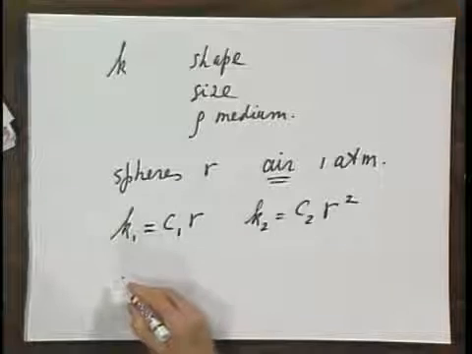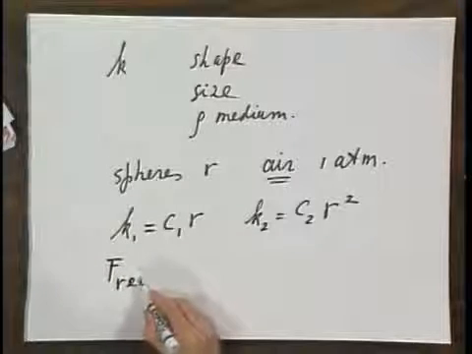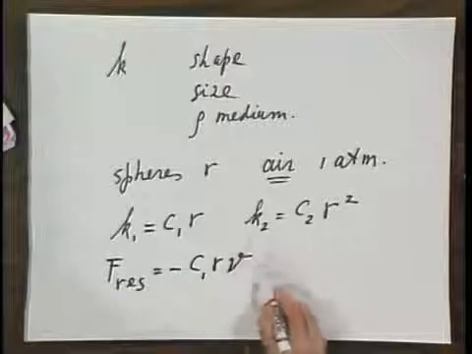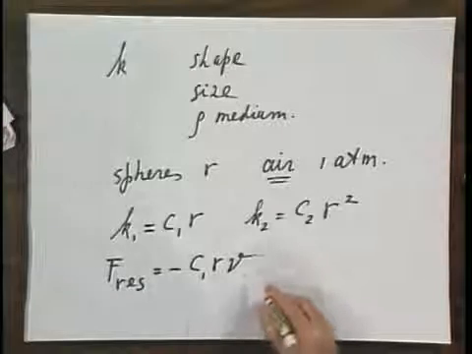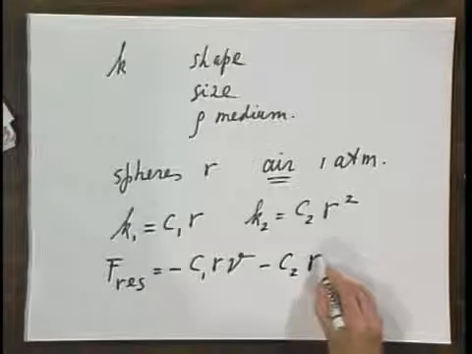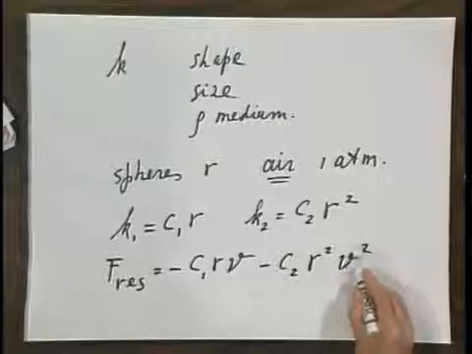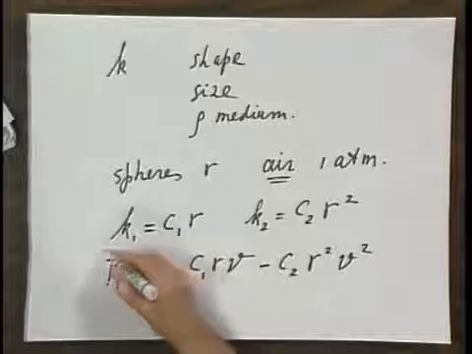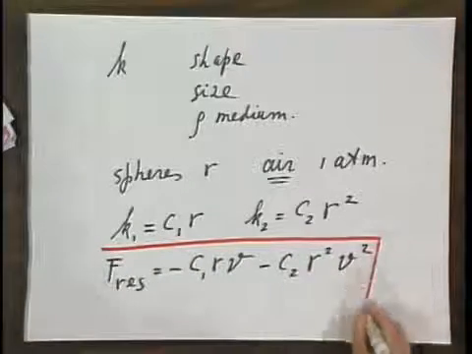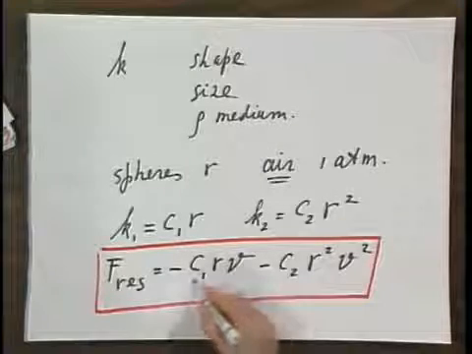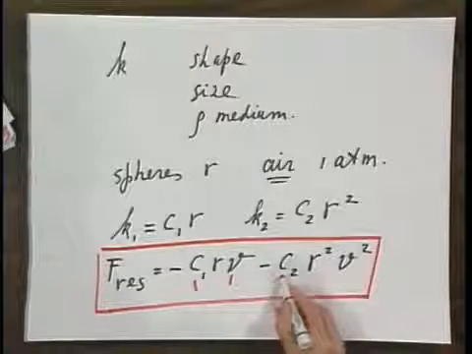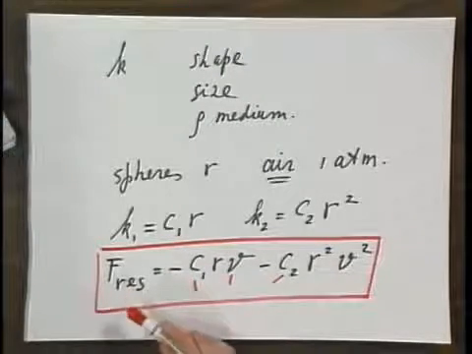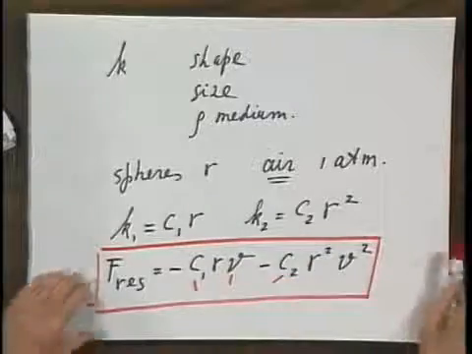So my equation becomes that the resistive force equals minus C1 r v, that is the term proportional with the speed v, minus C2 r squared v squared, this is the term proportional with the v squared. And when C1 and C2 are positive, the minus signs clearly indicate that the resistive force is opposing the direction of the velocity.